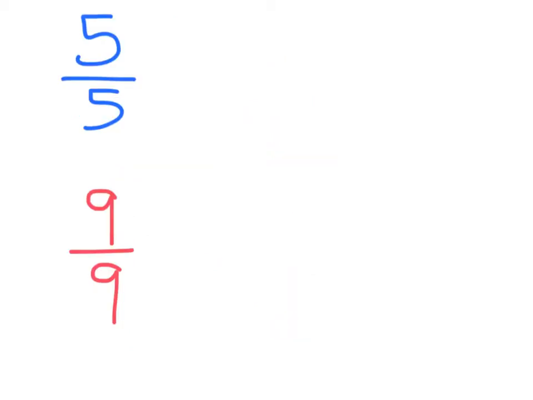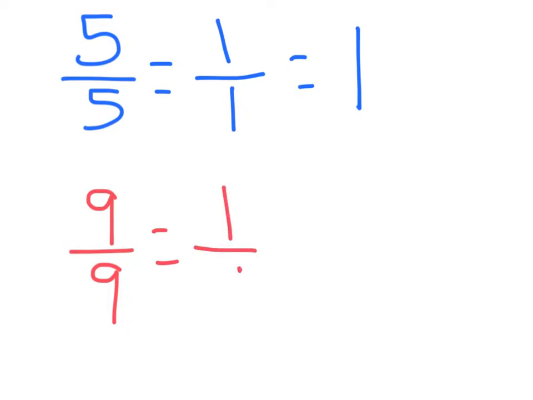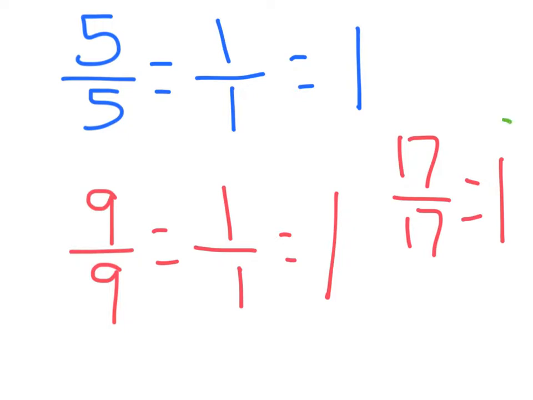Here we have a few more, and I see it's 5 divided by 5. 5 divided by 5 is the same thing as 1 over 1, or simply just 1. Likewise, 9 divided by 9 is the same thing as 1 over 1, or just 1. So if we had 17 divided by 17, that's also equal to 1. I'm saying this because this is going to come in handy today as we're solving these equations.